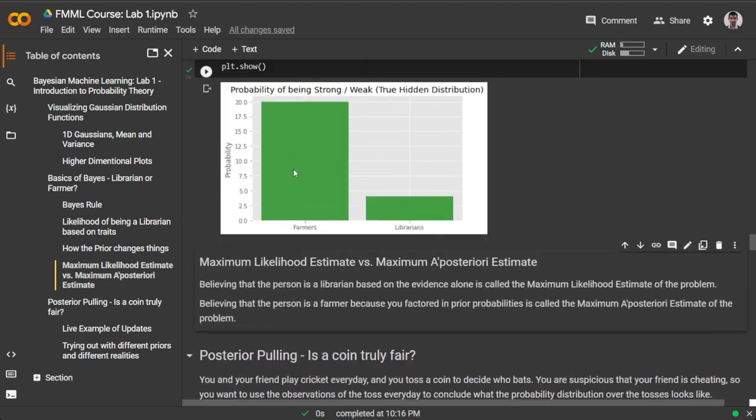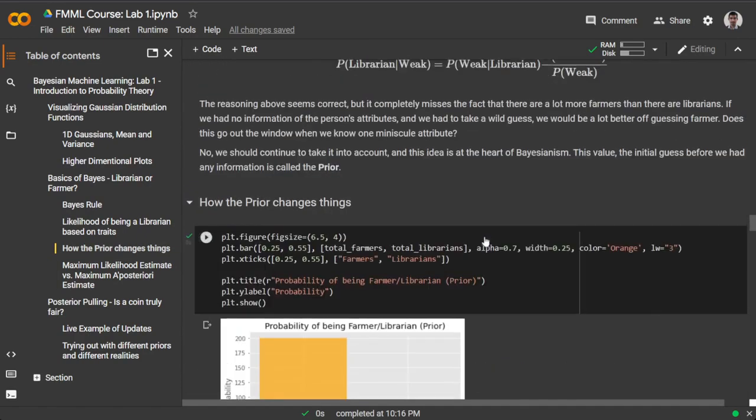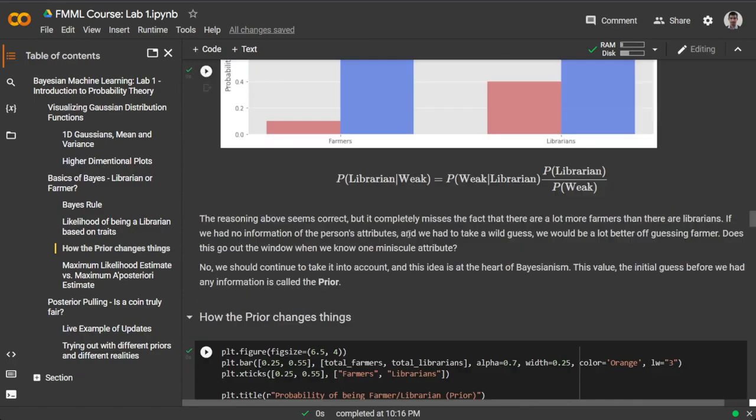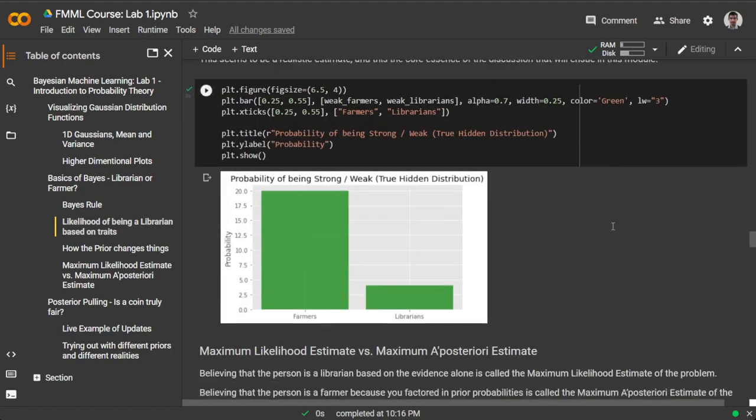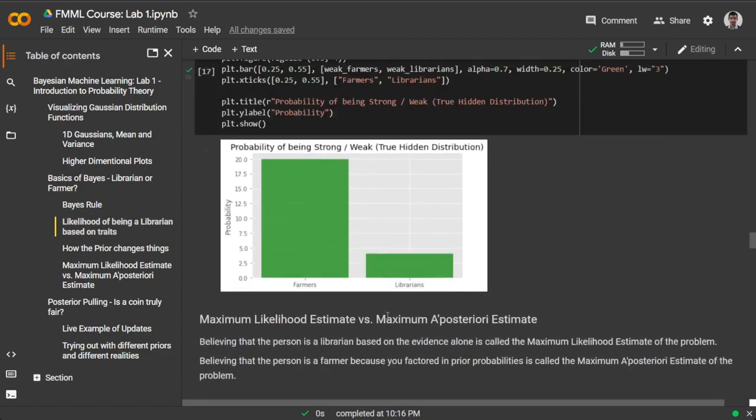So this sort of an estimate, which uses the posterior probability, the probability of librarian given weak, this fact is called the posterior probability. And the probability of weak given librarian is called the likelihood. The probability of him being a librarian beforehand is called the prior, and the probability of him being weak is called the evidence. So this sort of an estimate is called the maximum a posteriori estimate, because we are trying to maximize over the posterior distribution.